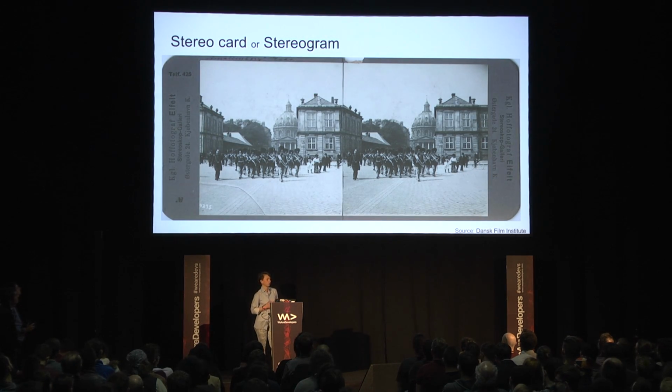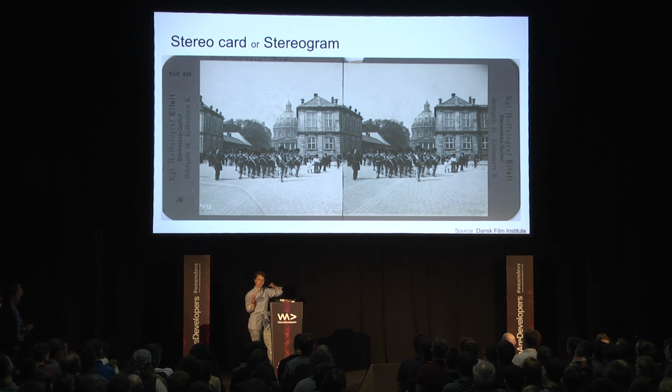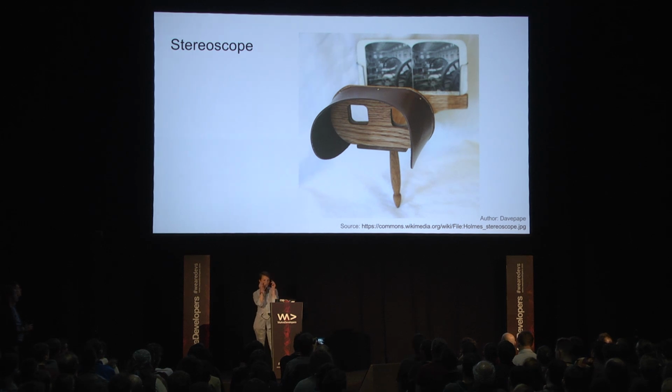This is a stereo card, or stereogram. There is no one name for it. This one in particular is from Copenhagen, and it's stereo data on its own. It's a shot through each lens, from the camera I showed you before. Once the card is put in the stereoscope, through the lenses your eyes see two different perspectives, and your brain is trained, naturally, to combine the images and produce the stereo. So stereo is only in your head, actually.